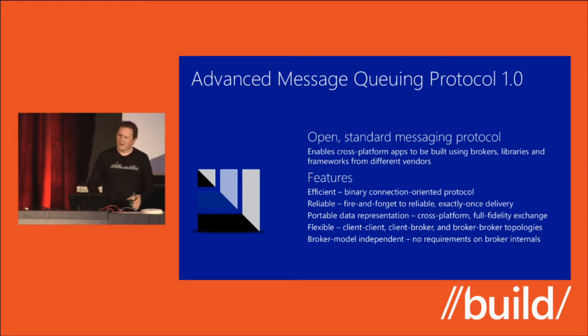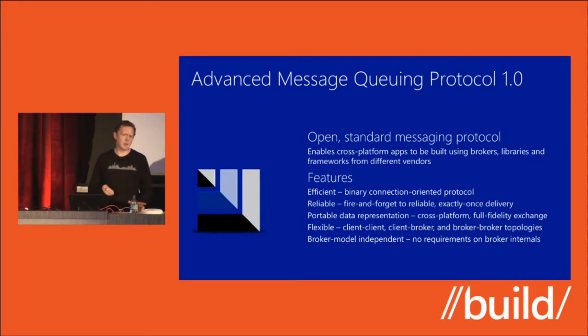So what are some of the features of AMQP? So it's an efficient protocol. It's binary and a connection-oriented protocol. It gives you a range of choices around reliability. You can do fire and forget, best effort messaging, or you can do exactly once messaging. It includes a portable data representation, so this is really important.